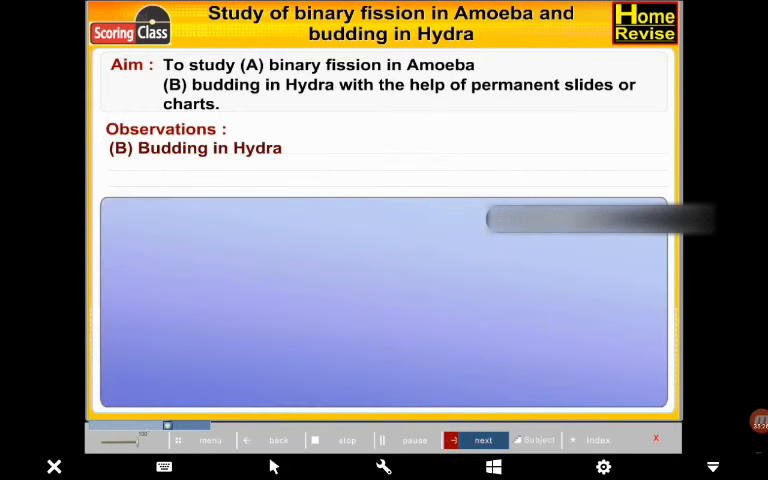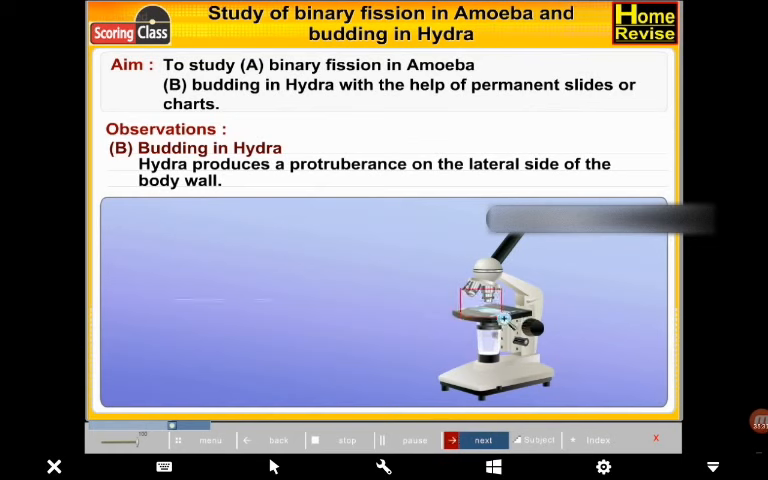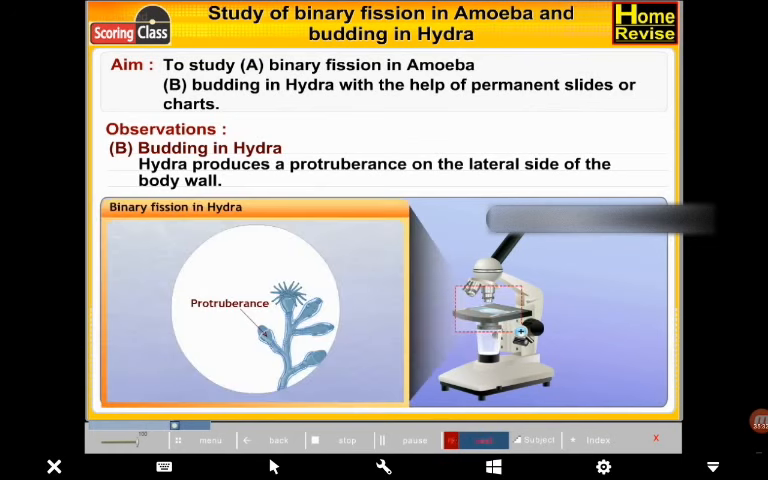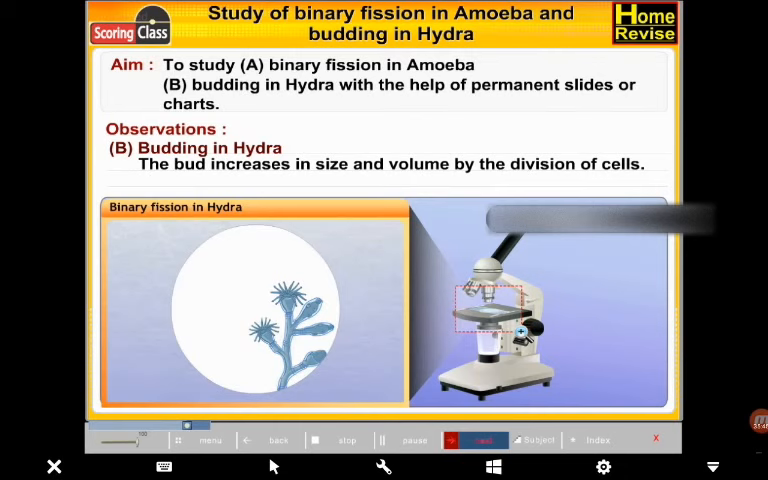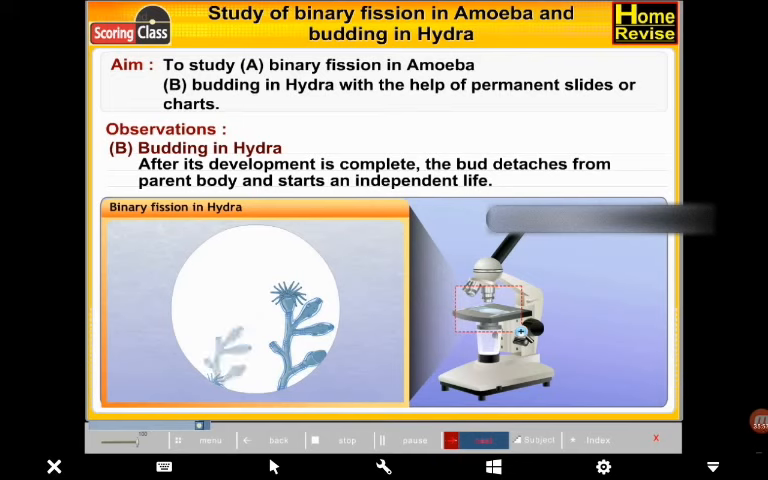B. Budding in hydra. Hydra produces a protuberance on the lateral side of the body wall. The protuberance later develops into young hydra by sharing body wall from parent hydra. The bud increases in size and volume by the division of cells. After its development is complete, the bud detaches from parent body and starts an independent life.